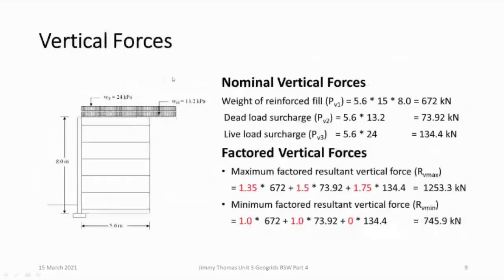Then we calculate the vertical forces. Here we have the self weight of the fill. Then we have two UDLs actually. So again, we calculate the nominal vertical forces. First, the weight of the reinforced fill, that is, the weight of this block of soil. So length 5.6 into height 8 meter into unit weight. It is 15 because it is pond ash, which will have a slightly lower density than soil. So we get this value.